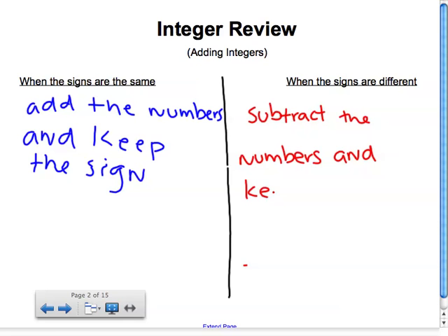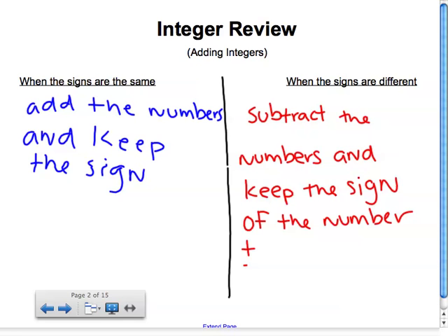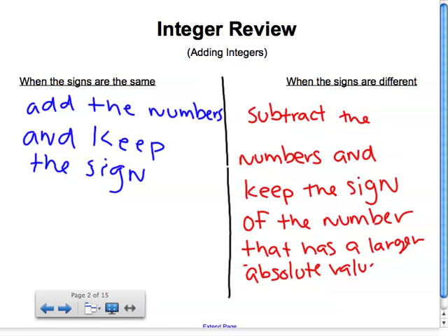And keep the sign of the number that has a larger absolute value. Remember that absolute value is the number's positive distance from 0 on the number line. Okay.